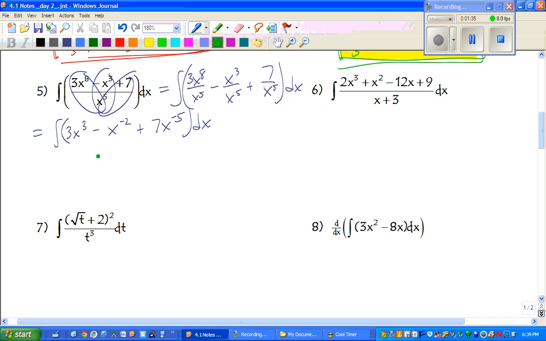So at this point, we can do the antiderivative like we have been. We're going to add 1 to the exponent and divide by that new exponent. So 3/4 x to the 4th. Add 1 to this exponent, we get negative 1. Multiply by the reciprocal or divide by negative 1, we're going to get positive 1 out here. This one, add 1, and we're going to get negative 4 for our exponent. Divide by negative 4, we get negative 7/4. And we need to remember plus c.